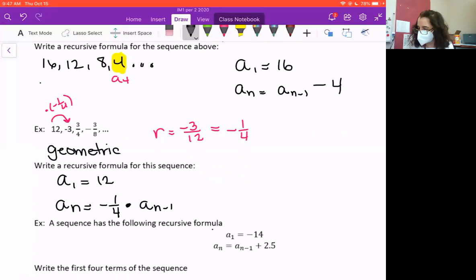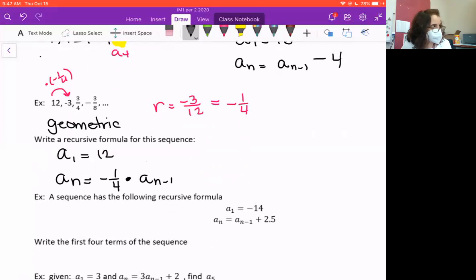Okay. So how do I find the second term? I take the first term and I multiply by negative 1/4. That'll give me the second term. How do I find the third term? I take the second term and I multiply by negative 1/4.